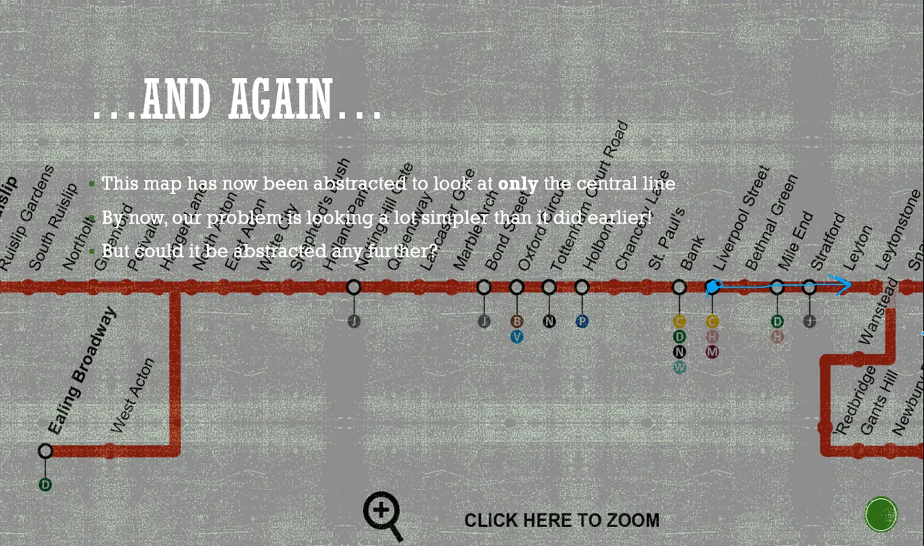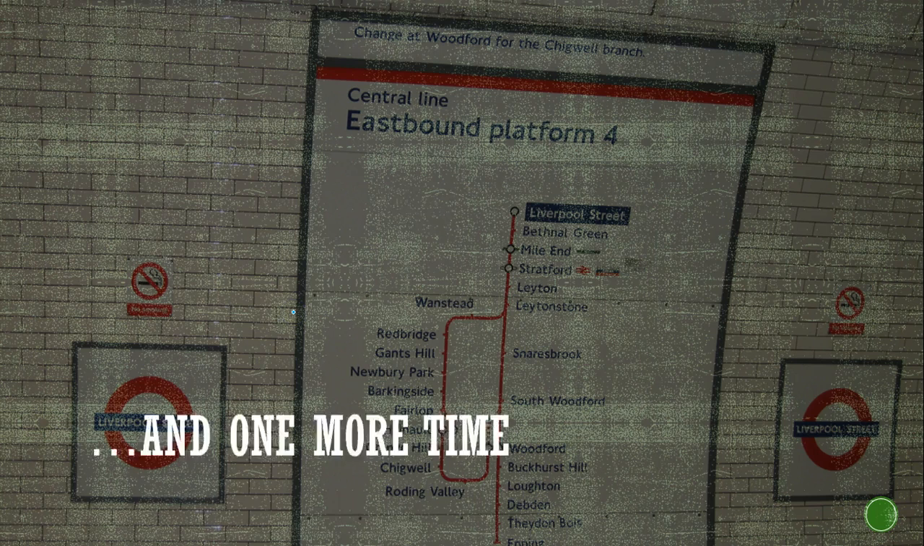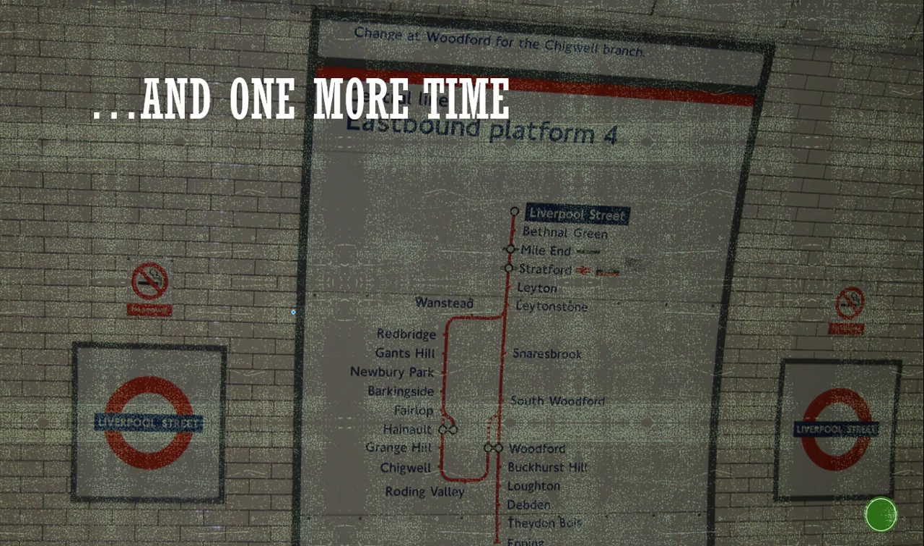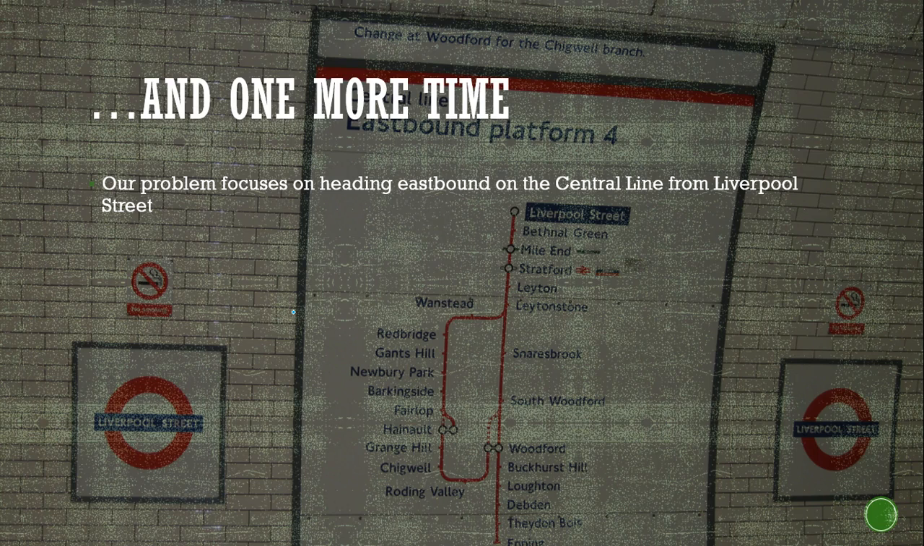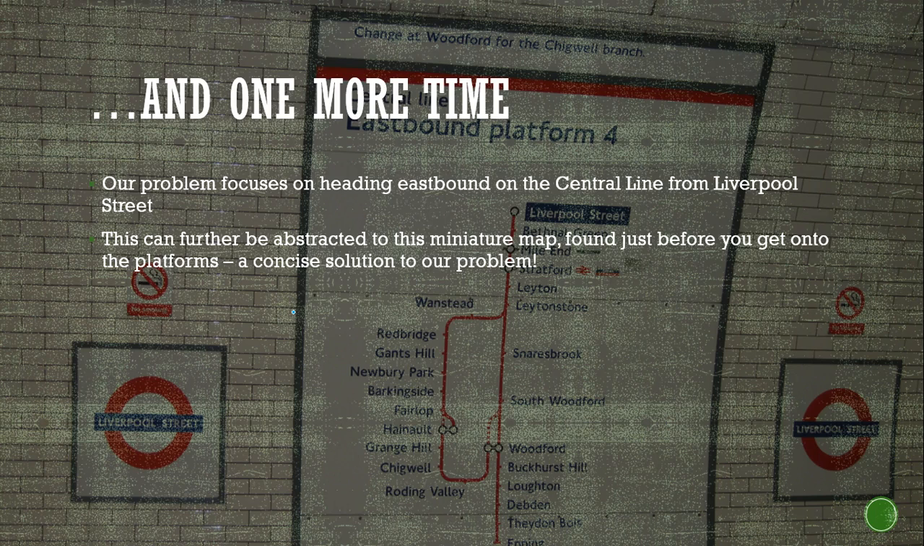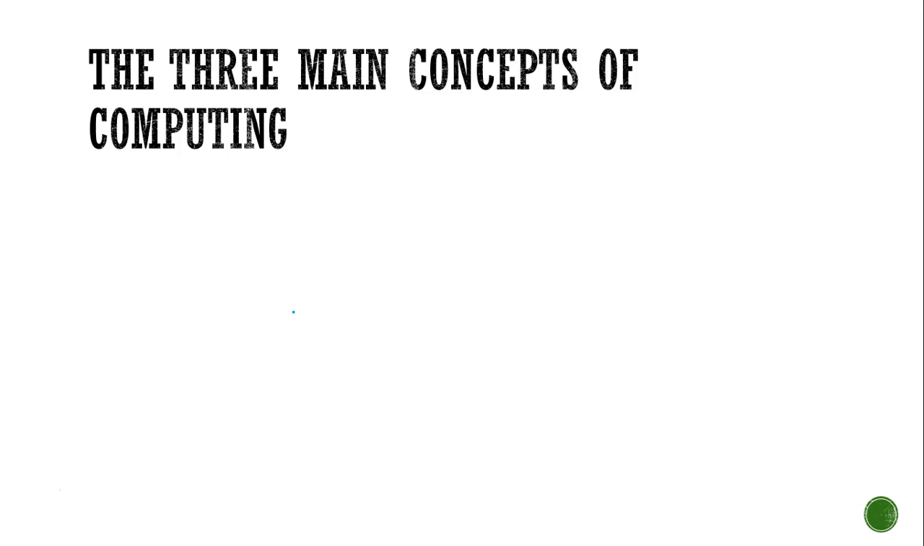The answer is yes. The problem is we want to be heading eastbound, so what we can do is get rid of everything westbound. So we can abstract it one more time. The problem focuses on heading eastbound on the Central line from Liverpool Street. So we can further abstract this to the mini-map that you get once you are on the platform, and this is a concise solution to the problem that we have, showing how abstraction works to get the bare basics of what you want, removing all the unnecessary detail.